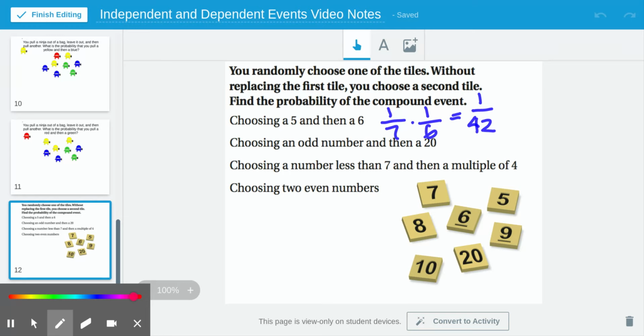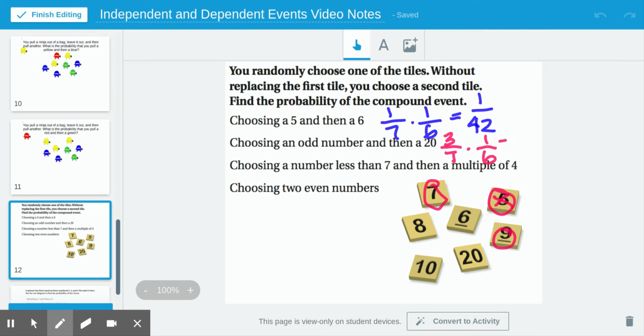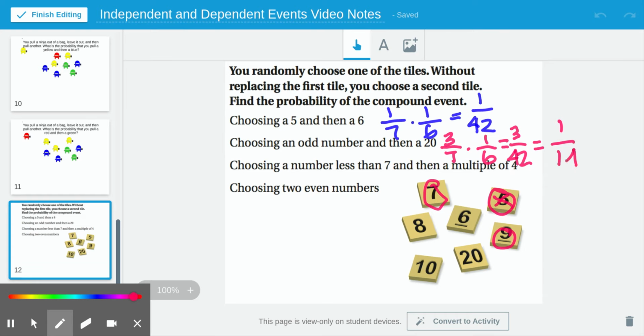Probability of getting an odd number and then a 20. So we're still starting with 7 tiles. We reset each time. So the probability of getting an odd would be 1, 2, 3 out of 7. And then a 20, we took out one of those odd numbers. We don't know which one, but it doesn't really matter. We just took out an odd number. So there are 6 tiles left, and one of them is labeled as 20. So that would be 3 out of 42. And then that can simplify down if we divide both of them by 3. That would be 1/14 for that one.